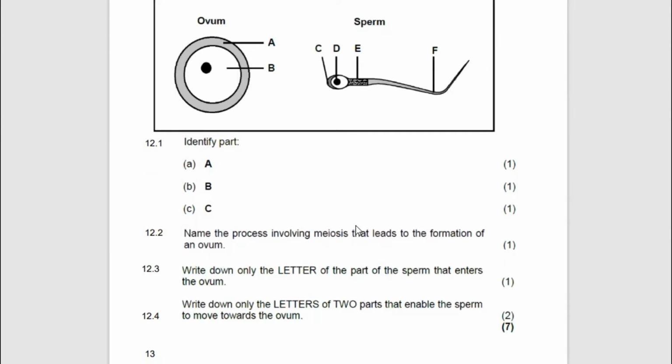Name the process involving meiosis that leads to formation of the ovum. You see, now they want formation or production of the ovum. So because it is ovum, it's going to be oogenesis.